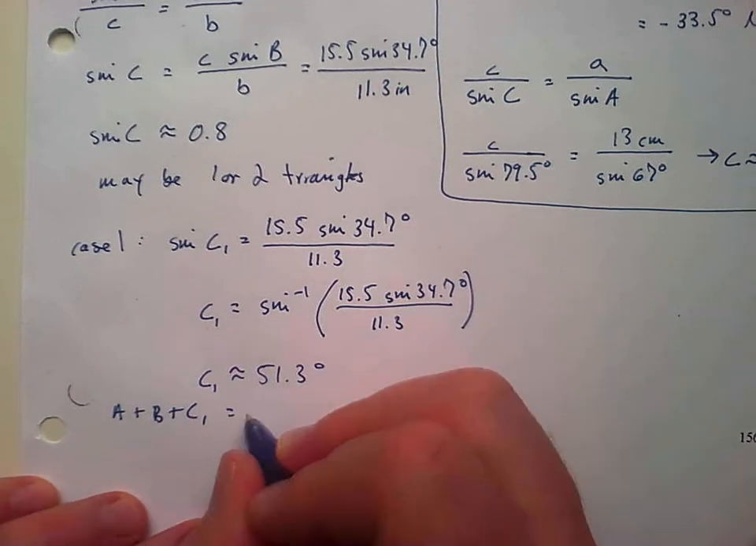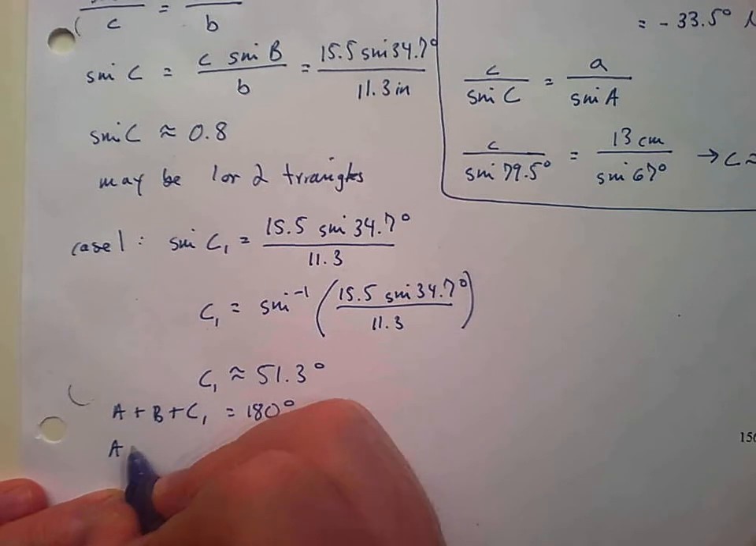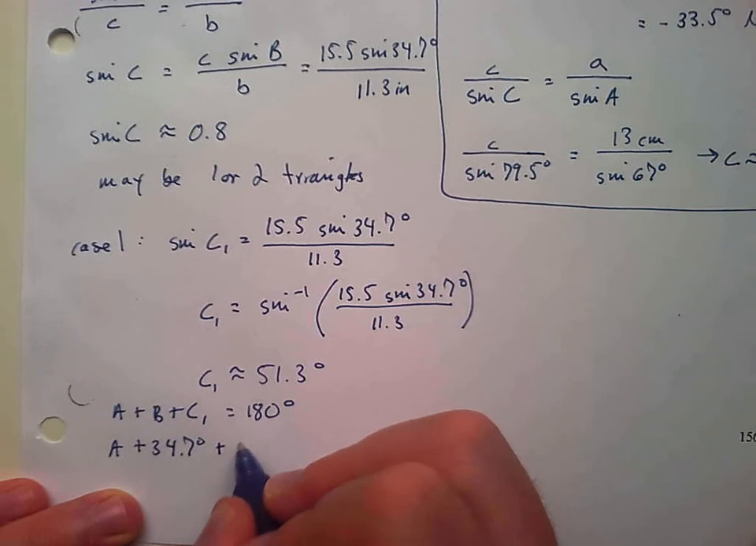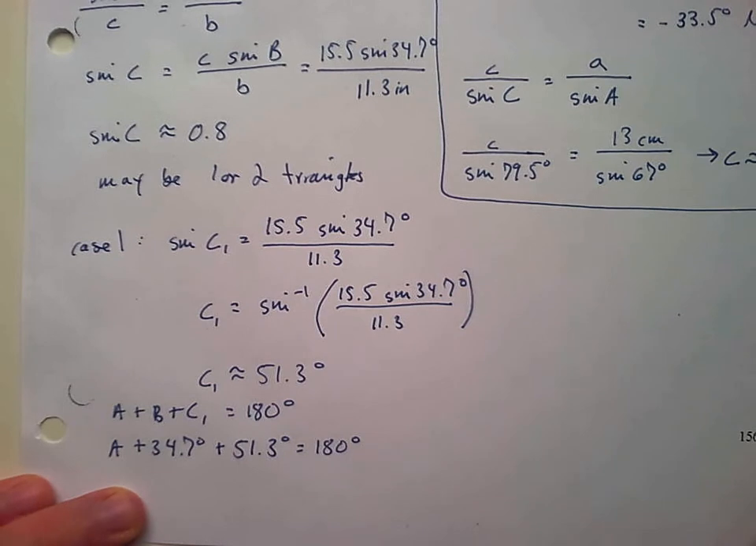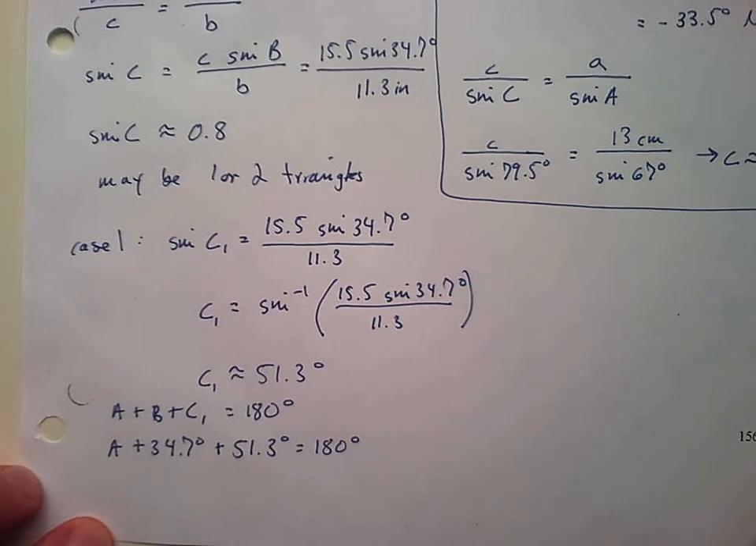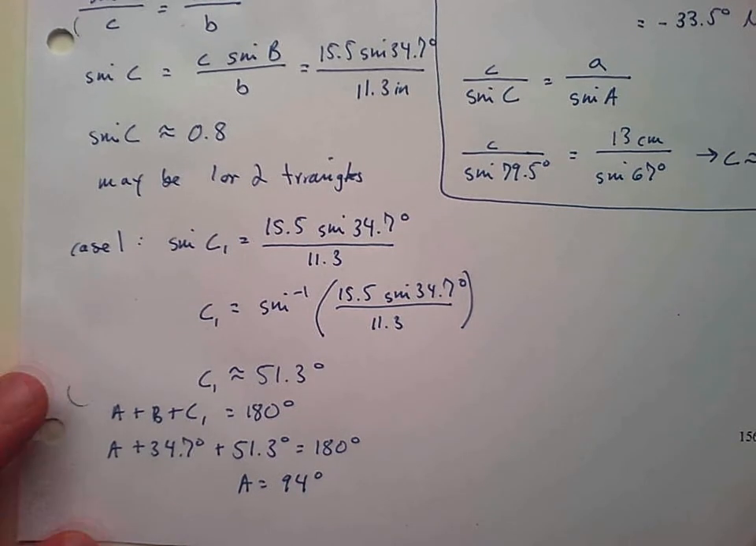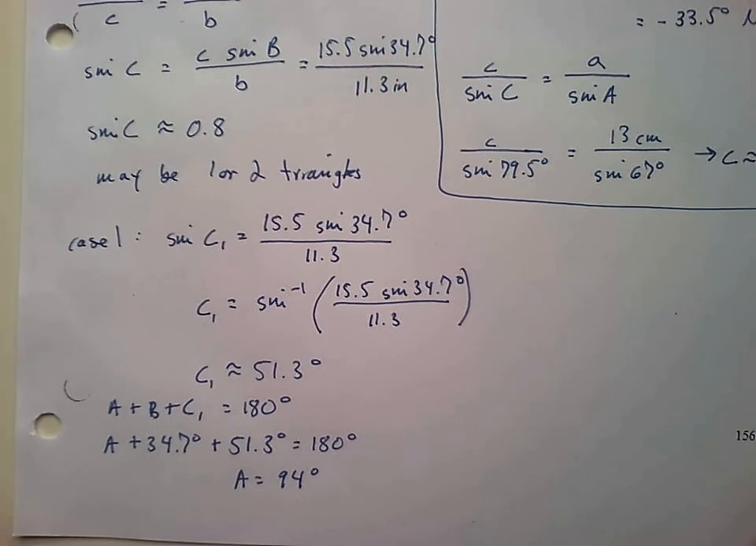If we add up the three angles of a triangle, those three angles should be equal to 180 degrees. We have A, we know from the problem that B is equal to 34.7 degrees, and now we just found out that C is equal to 51.3 degrees. So therefore, if we solve for A, it is going to have an angle of 94 degrees. And that is an okay angle for any triangle to have, right? Because these three angles now add up to 180 degrees, so that's fine.